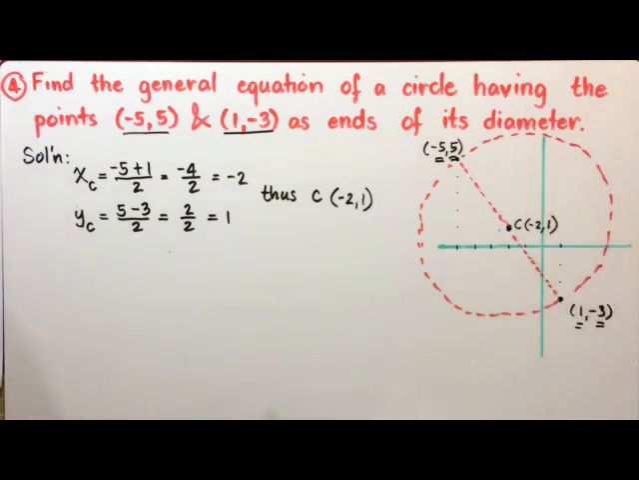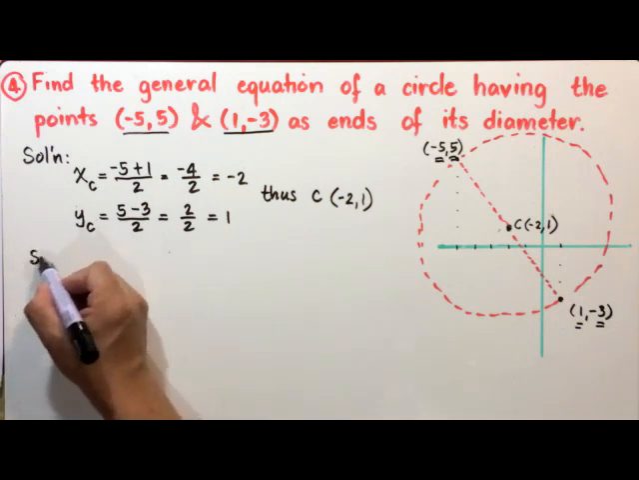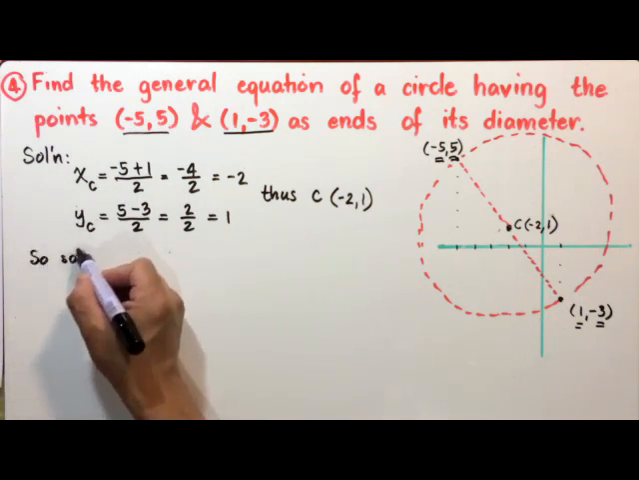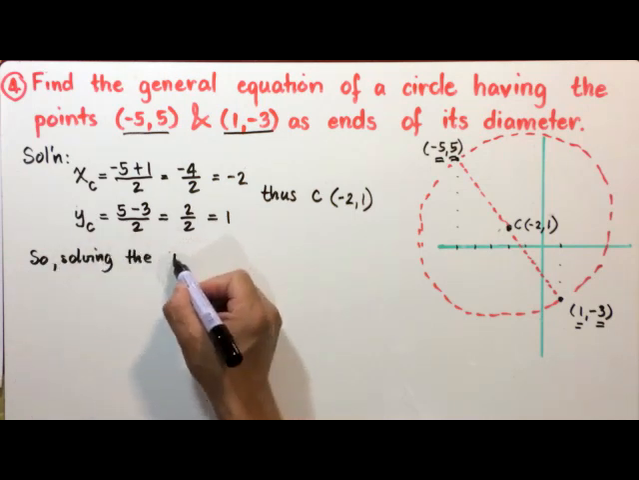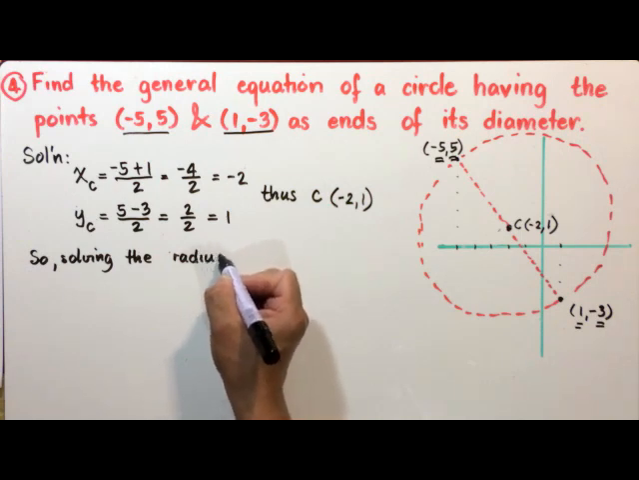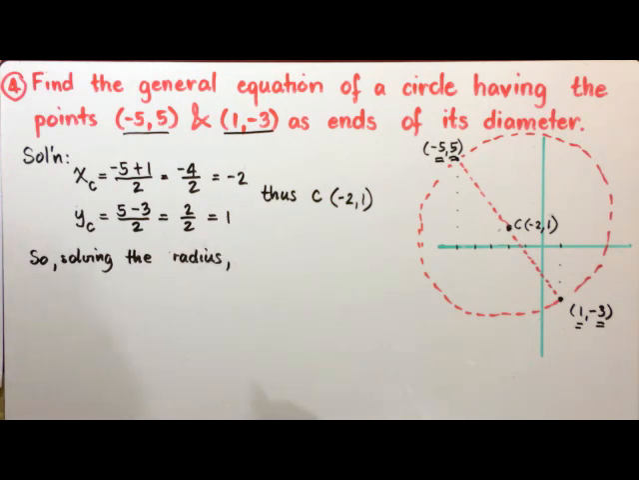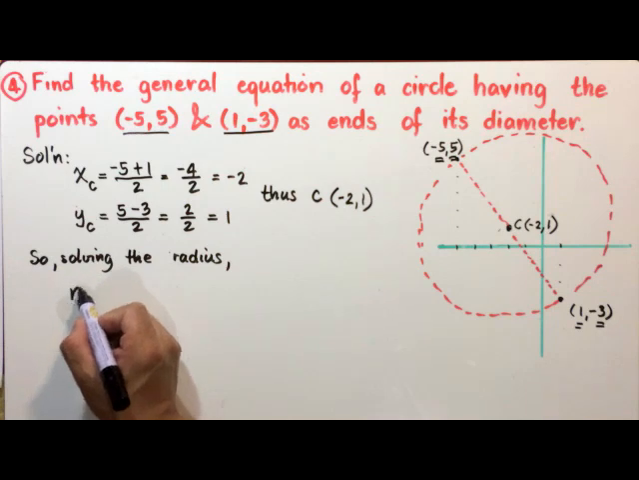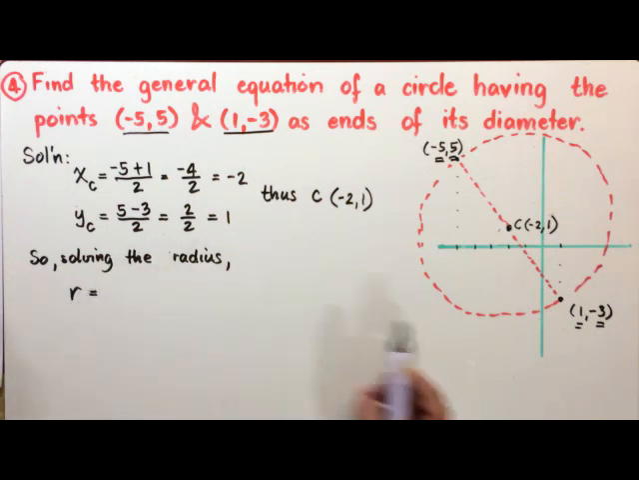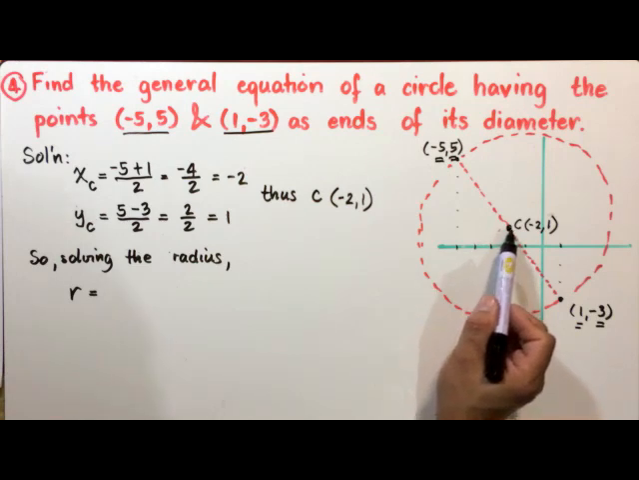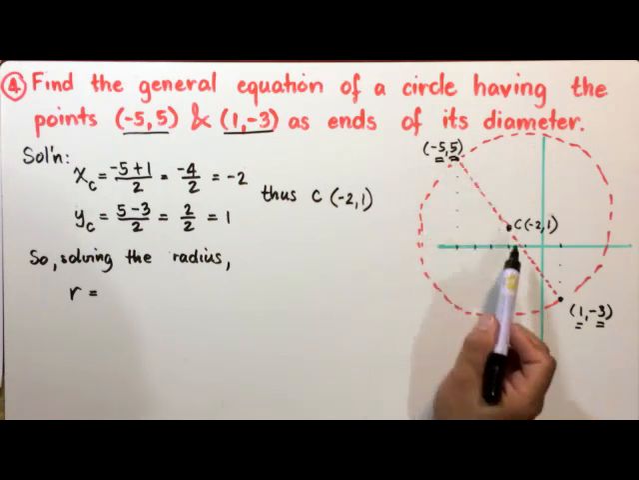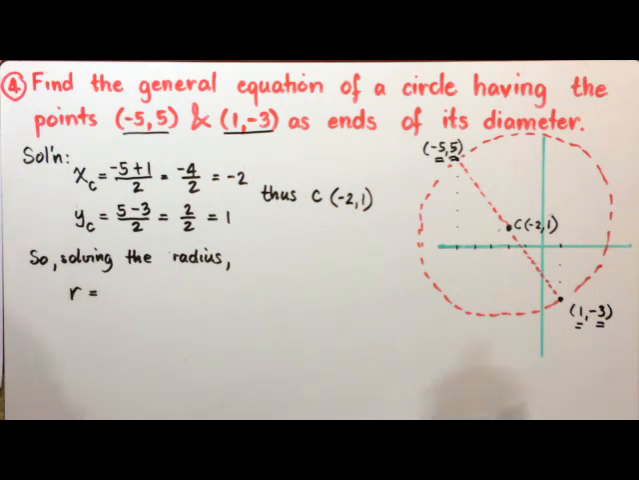So next, I can solve for the radius of the circle. Solving for the radius is to use the distance formula you've learned from your junior high. The radius is the distance of the center to any point. So I can find the distance of this point from this point or from this point. Suppose I will use this point.